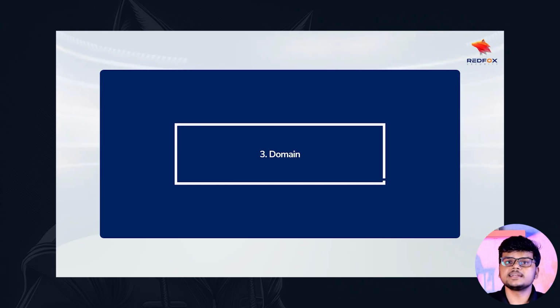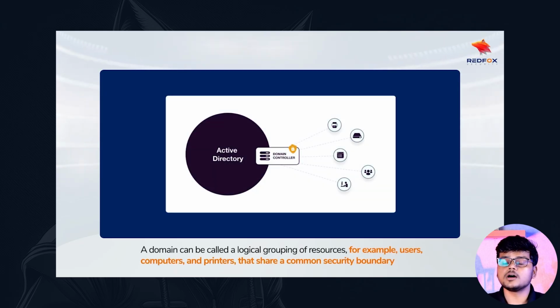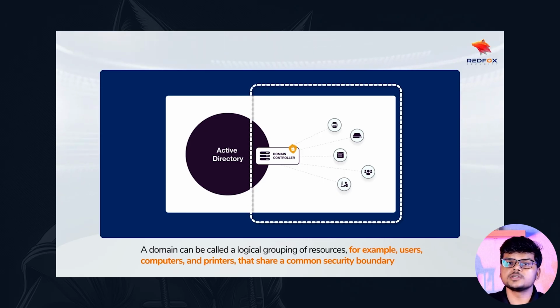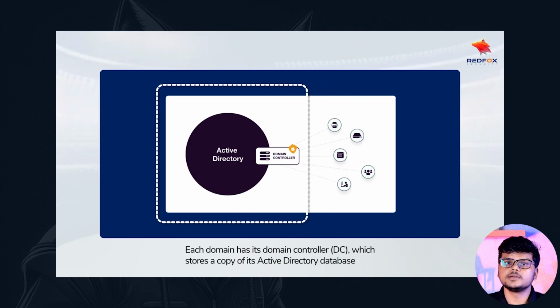The third component is domain. A domain can be called a logical grouping of resources, for example, users, computers, and printers, that makes a common security boundary. Each domain has its domain controller, DC, which stores a copy of its Active Directory database.